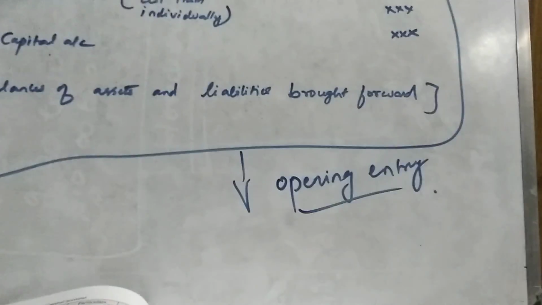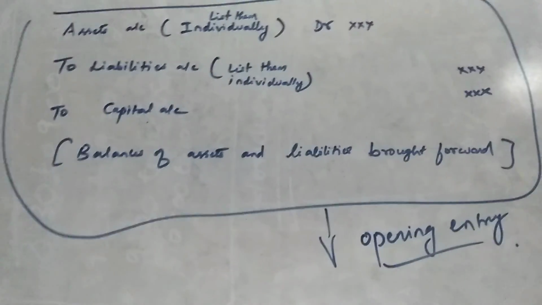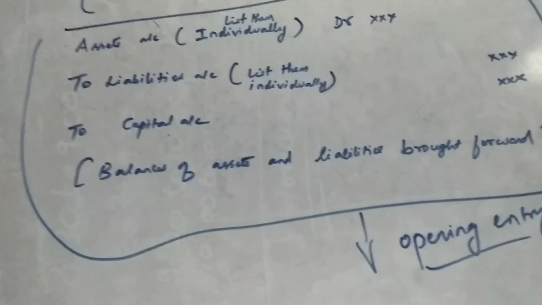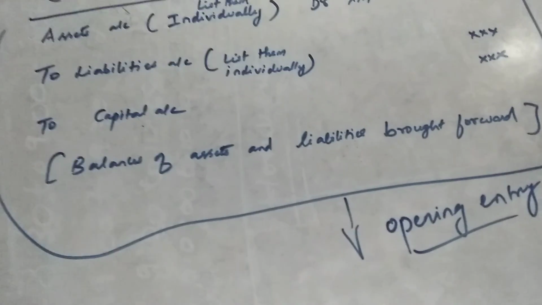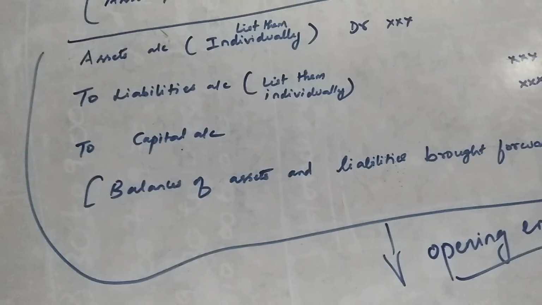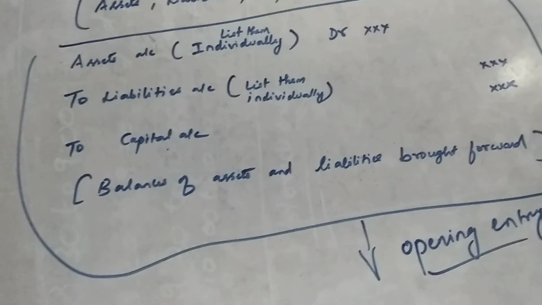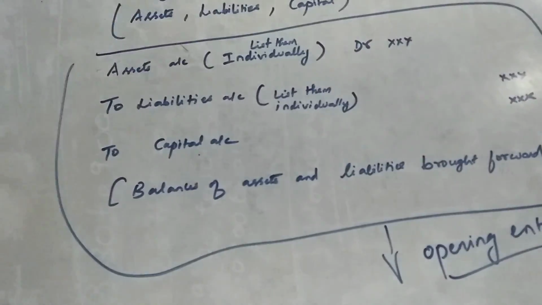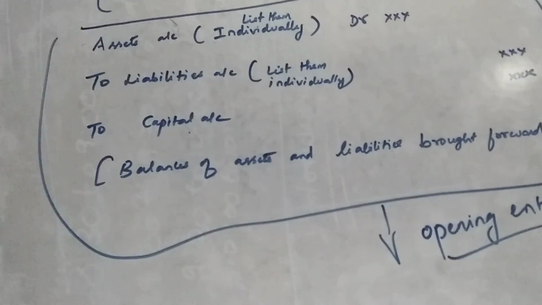From the examination point of view, you can expect questions like this. Write an opening entry. They'll give you some assets and some liabilities. You have to find out the capital using the accounting equation and then write the entry. Marks will be given only for the entry and not for the calculation. I'm making this point very clear.